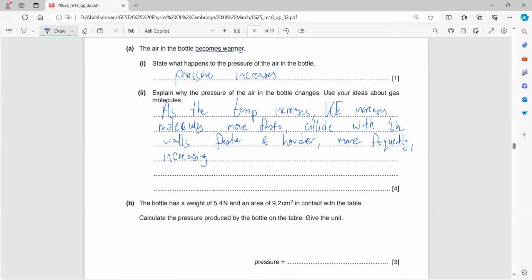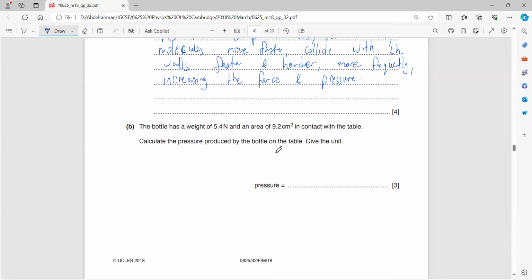Increasing the force and pressure. Okay.